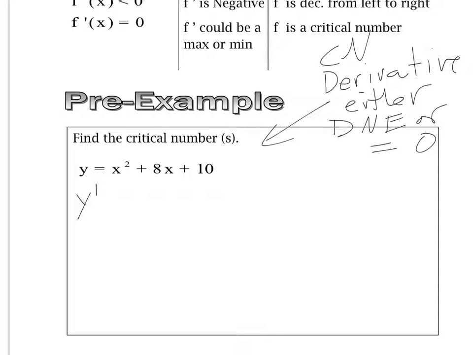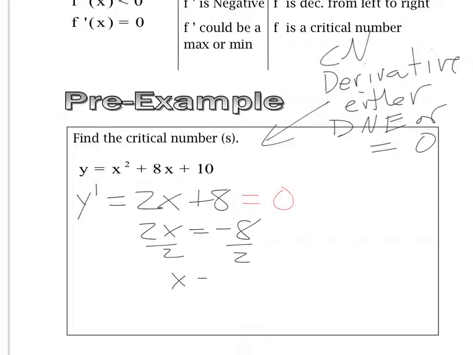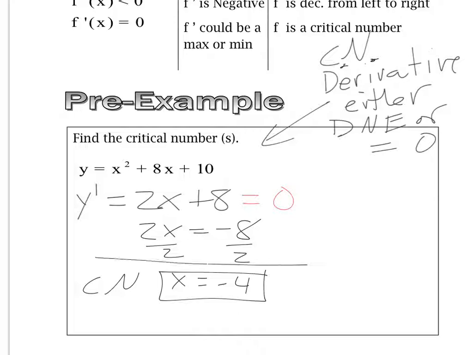So let's first just find the derivative. The derivative of this would be 2x plus 8. There's no reason for this derivative to not exist. It's just a linear function. But there is a time when it equals 0, so we can find that. We set this equal to 0 and do some algebra. So 2x equals negative 8, and then divide by 2, you get x equals negative 4. And so that is my critical number. CN there stands for critical number: x equals negative 4. So let's remember that as we go to the next page.